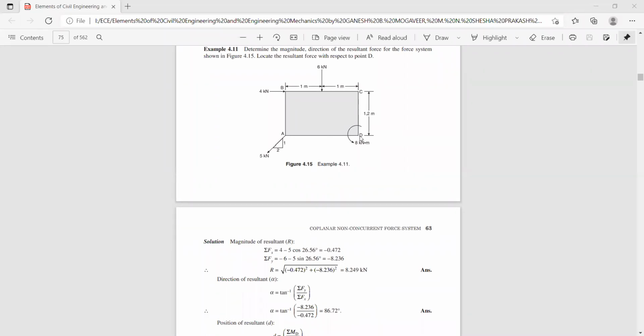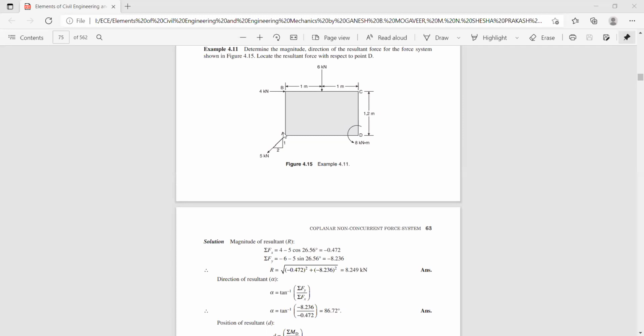Now you need the position of the resultant with respect to point D. So take the moment of all these forces with respect to point D. Let us start from this force. Its x component is 5 cos 26.56. It is in line with line AD, so the perpendicular distance is 0.